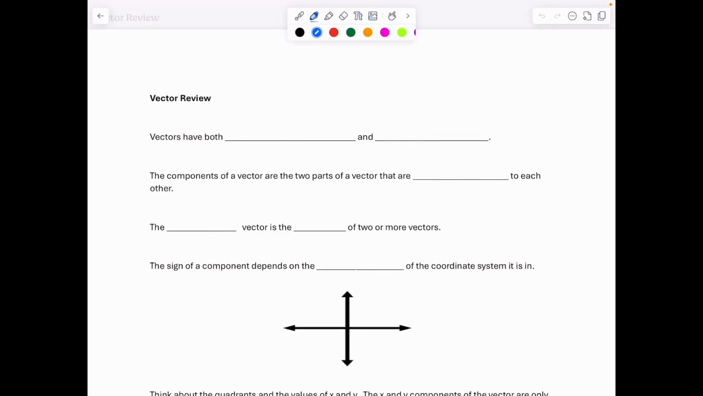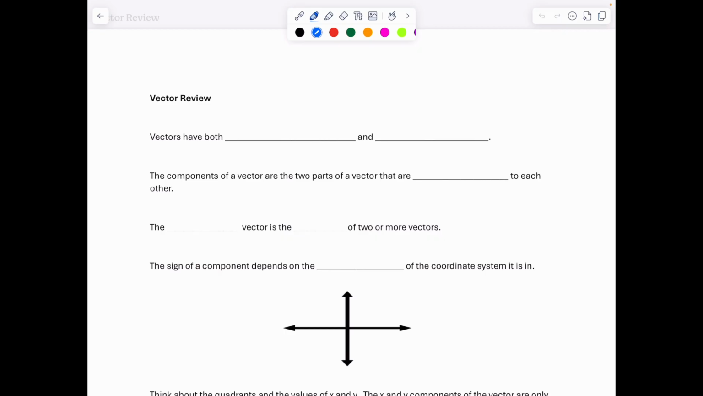Hi there, and welcome to your review on vectors. So at this point, we've done the lesson and the assignment as well. And so I want to run through a few things just to review in preparation for your quiz, or really your check for understanding that you'll be doing on Friday.